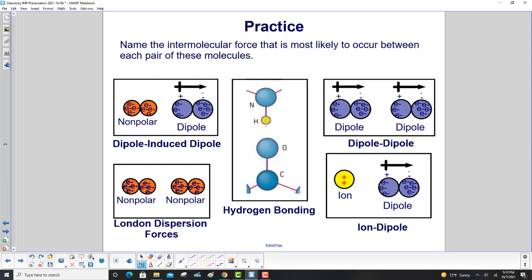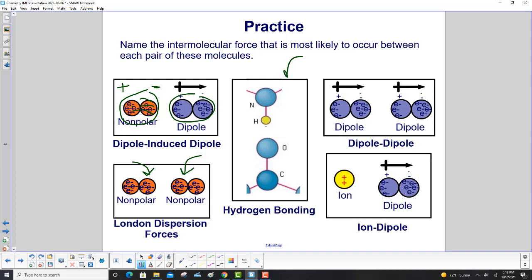All right, let's start in the upper left-hand corner. We have a nonpolar molecule here and a dipole here. This dipole will induce a polarity in the nonpolar molecule by attracting more of the electrons to the right side. So you have a negative here and a positive here. So you've induced a dipole. So that's dipole-induced dipole. Now, when you have two nonpolar molecules, well, that's what the London dispersion forces are.